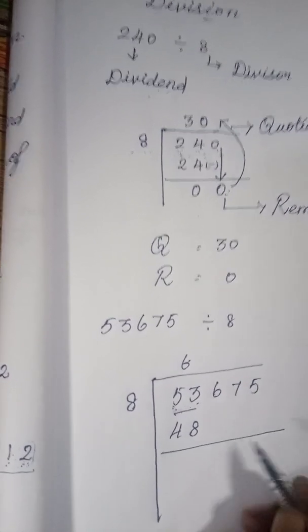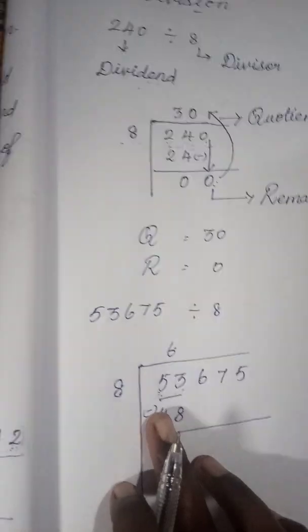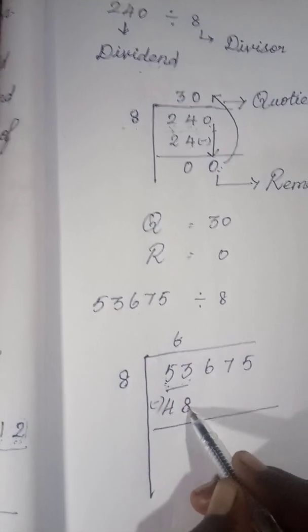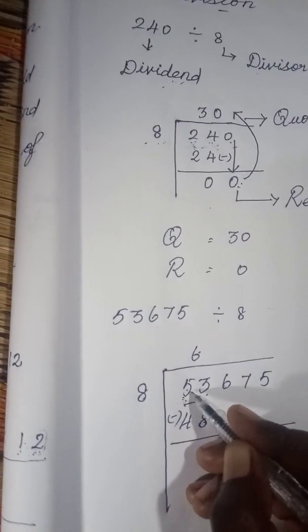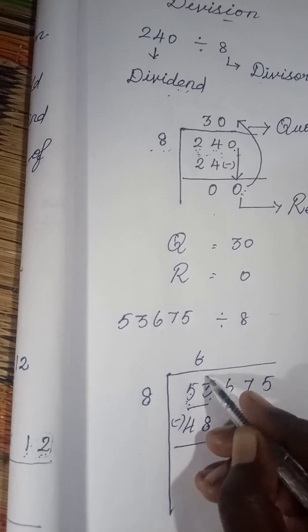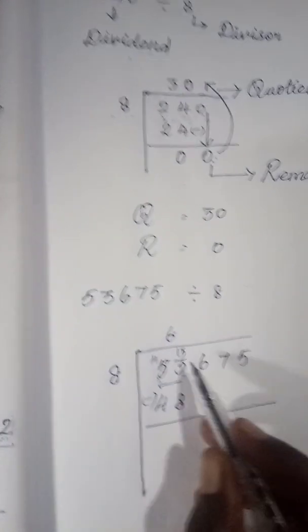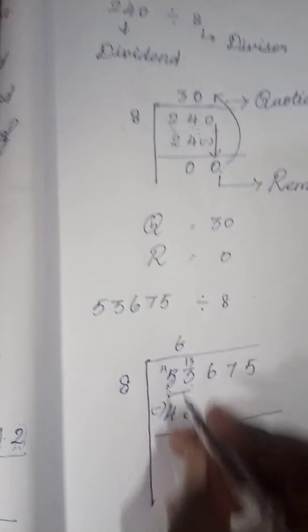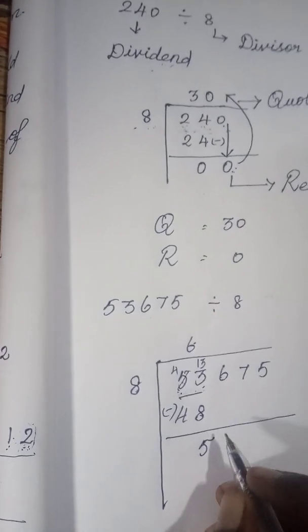Now what will we do? We want to subtract this, if you know how to subtract numbers. This 3 is smaller than 8, so I can borrow 1 from this 5. So this 3 changes to 13 and this 5 changes to 4. So I'll subtract 13 minus 8. I get 5. Very good, my dear students.